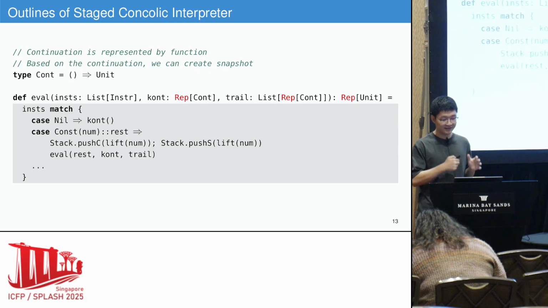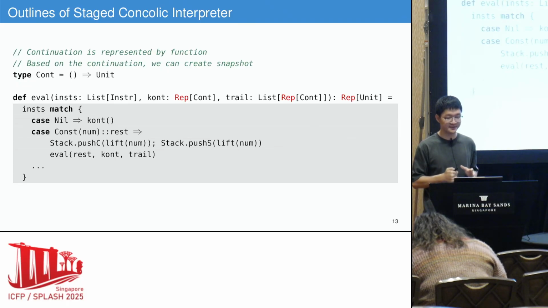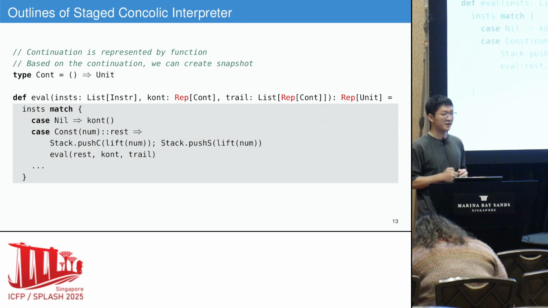On the other hand, the instruction list and the trail parameter are not marked as wrap. So the computation based on them will only exist in the current stage. For instance, the instruction dispatching expressions in the eval's body all happen in the current stage. So they will not occur in the generated code. In other words, the interpretation overhead is eliminated.